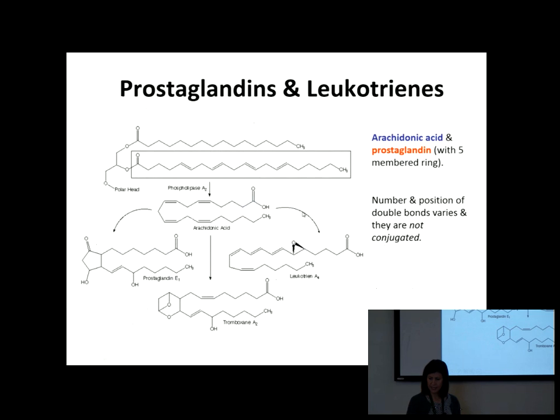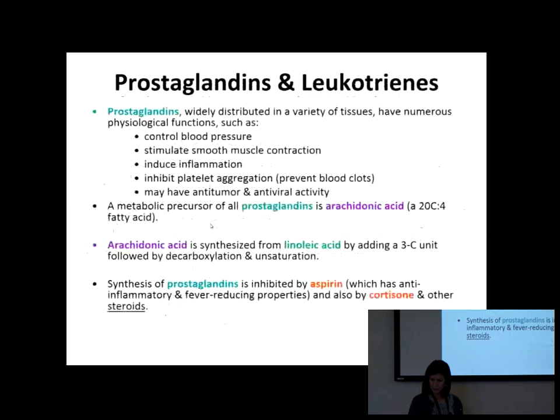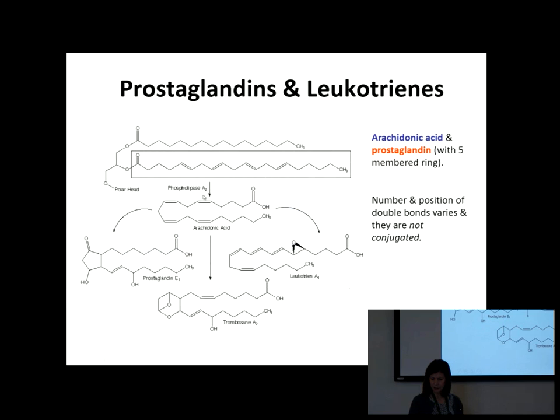So here, this is arachidonic acid, and it can make prostaglandins and leukotrienes. They have double bonds, but they are not conjugated. Here's our linoleic acid, I guess. And this is our linoleic acid on a phospholipid. We're going to take that off, hydrolyze this ester to make arachidonic acid. And then we can make either our prostaglandins or leukotrienes from that.